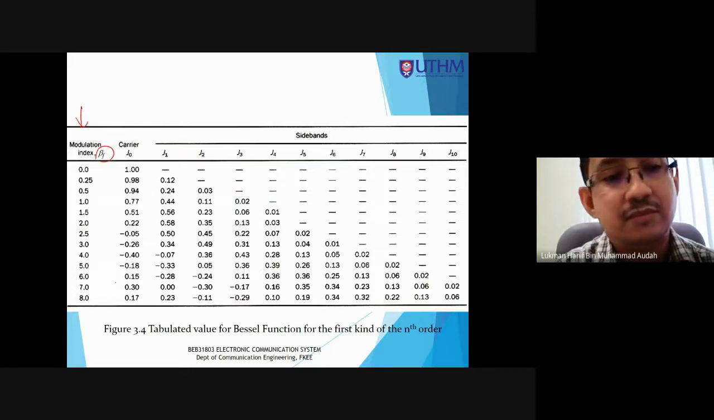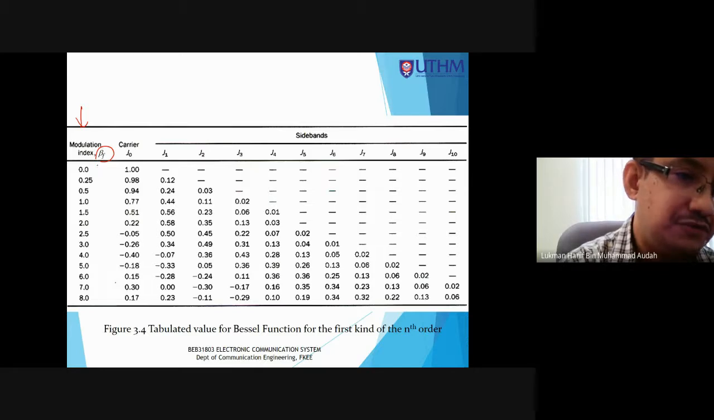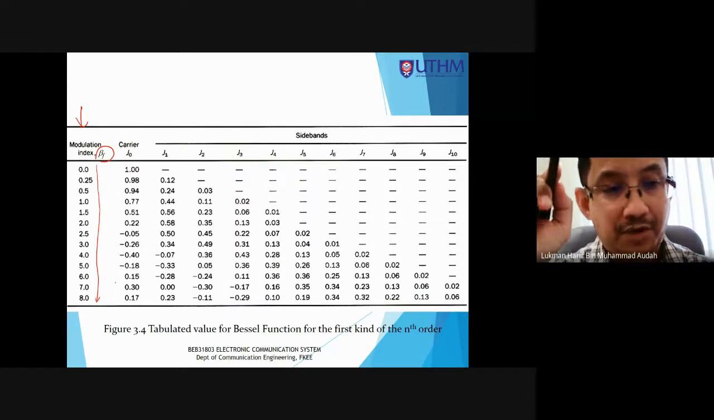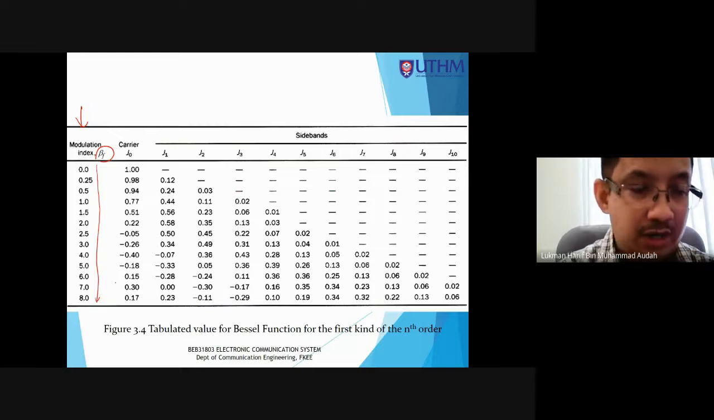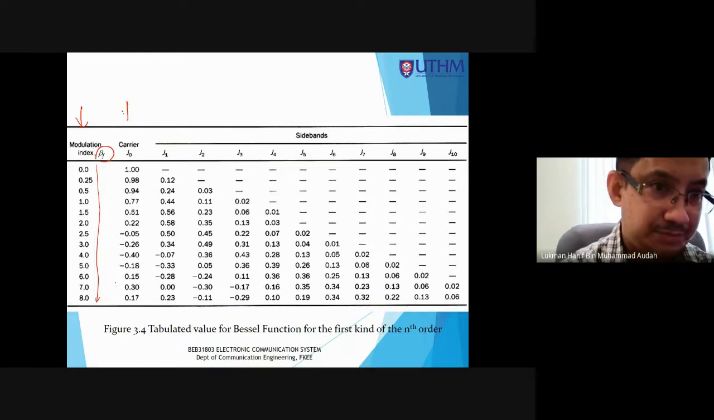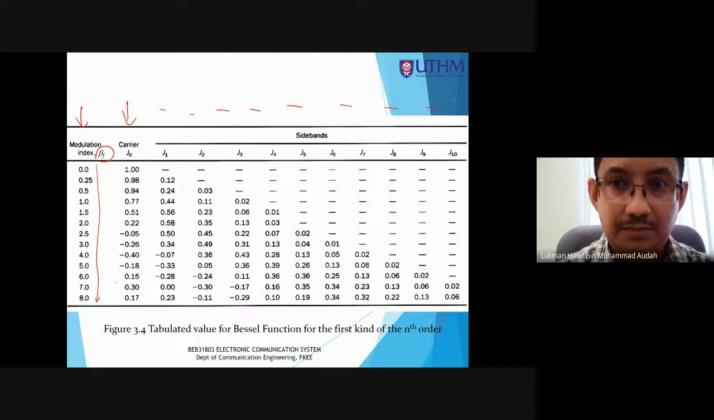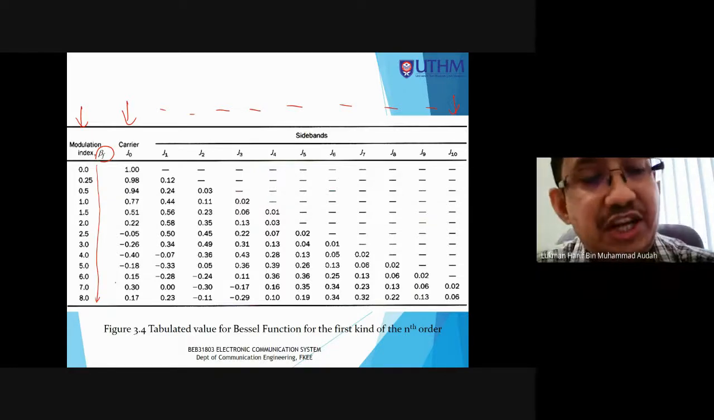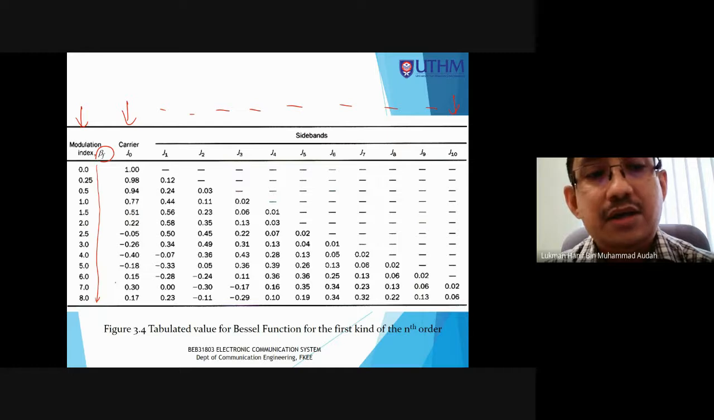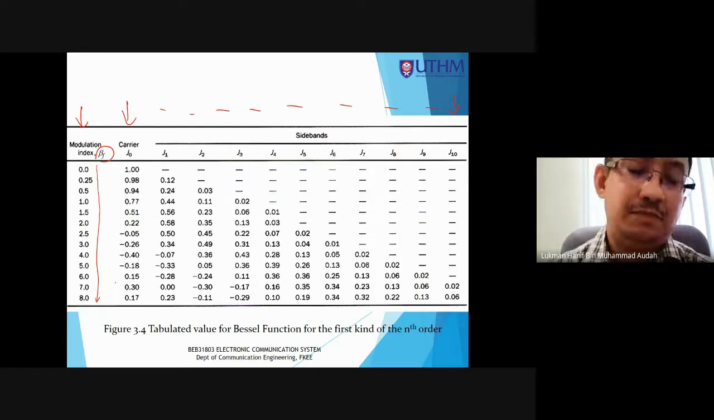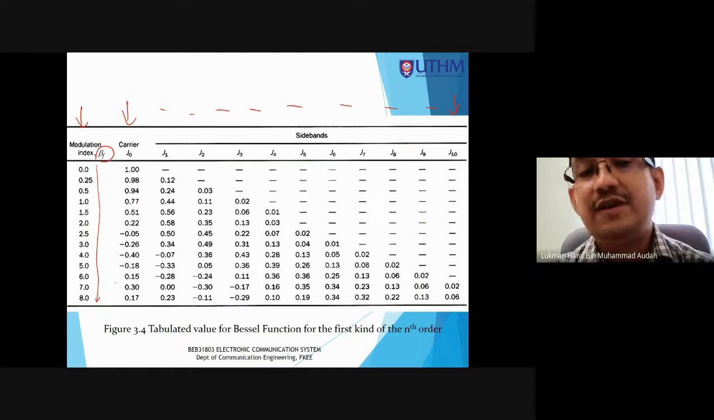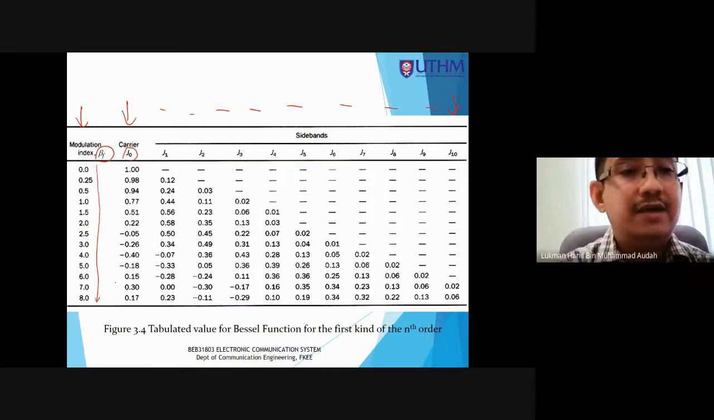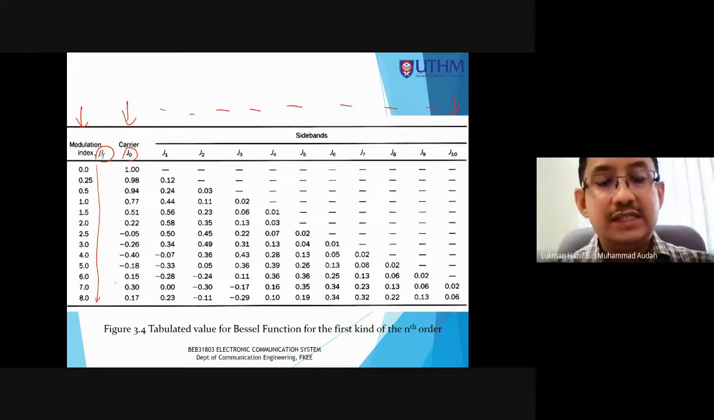beta F. Okay, beta F, if you see from here, it moves from 0 until 8, from small until bigger. Okay, and you see from column number 2, column here, until the last column, it is actually a J parameter. What is J parameter? J parameter is what we call as the relative amplitude. J ini adalah relative amplitude. Yang mana J0 for the carrier component and J1 until J10 is for the sidebands.